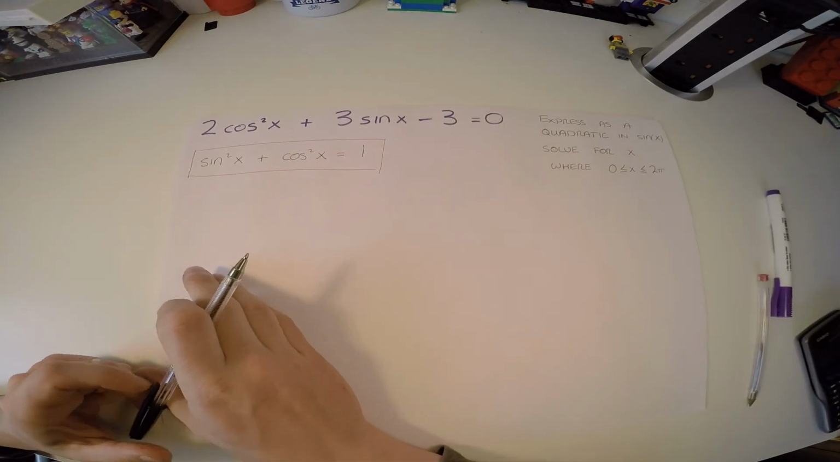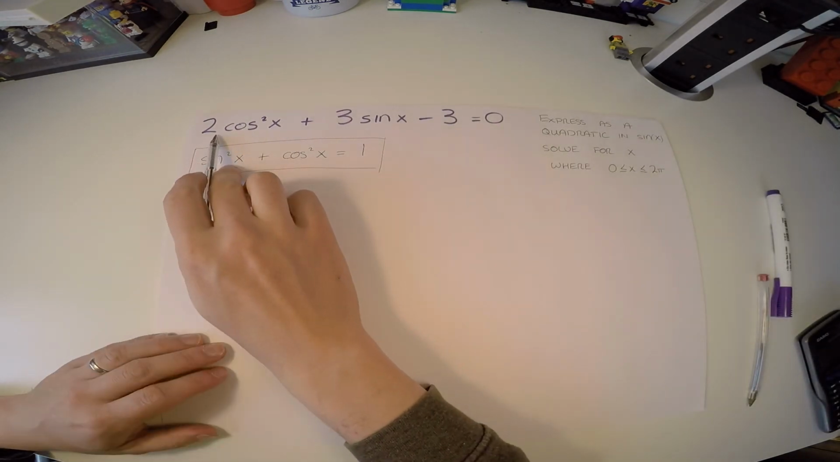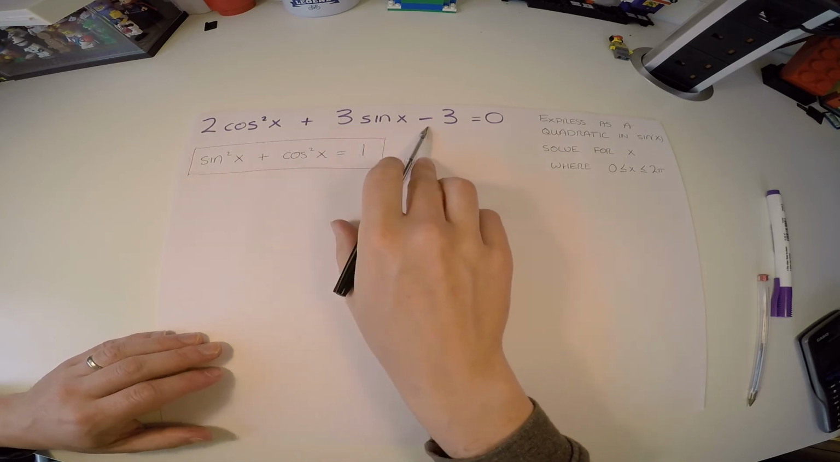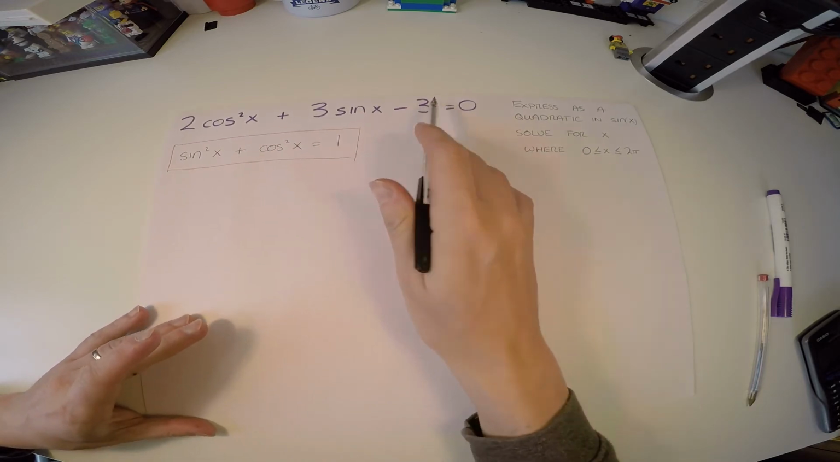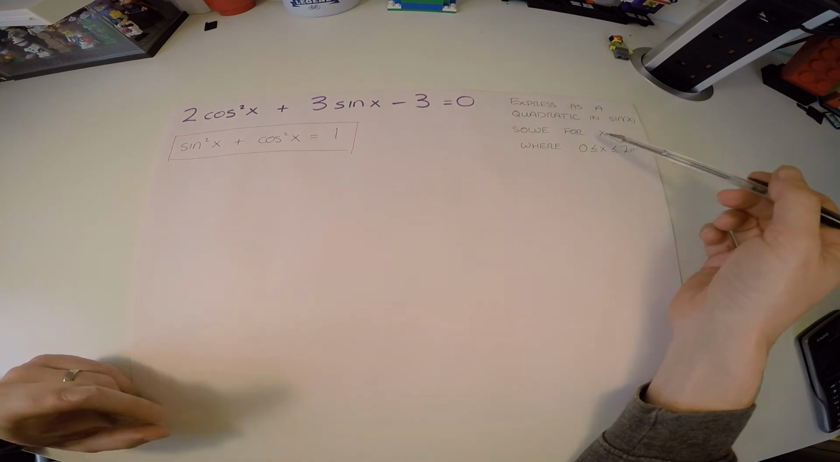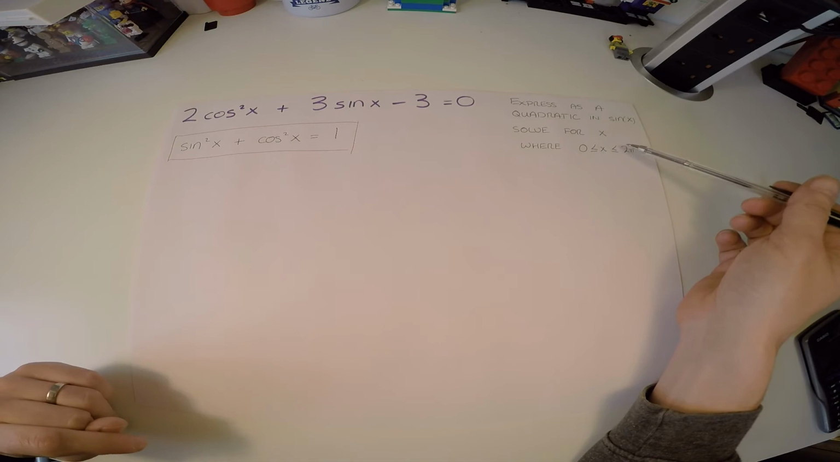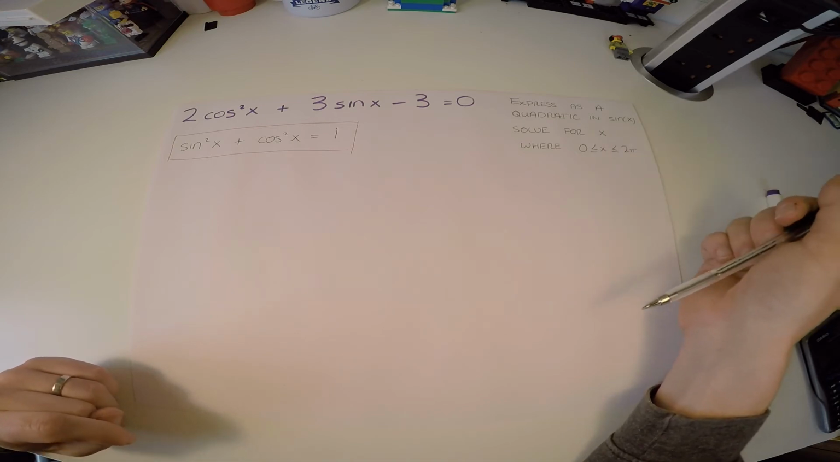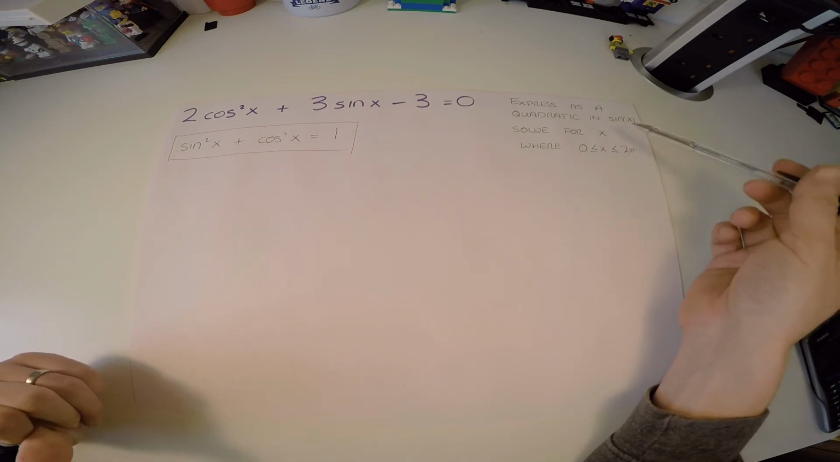So in this last part, it gives you an equation that looks like this: 2 cos squared x plus 3 sine x minus 3 is equal to 0. And it gives you a big hint: express as a quadratic in sine x and solve for x, where x is going to be a value in radians between 0 and 2 pi, or between 0 and 360 degrees if you want.